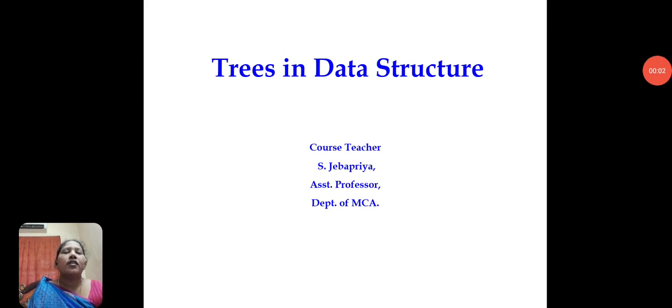Good morning everyone. So today we will see about trees in data structure. We will see the introduction you must know about trees in data structure.